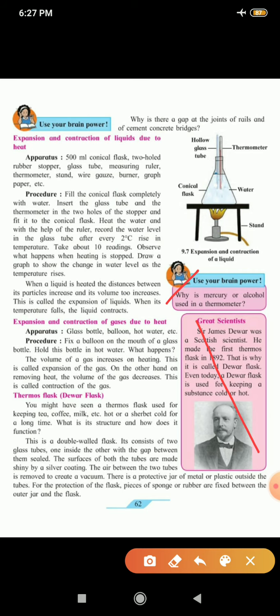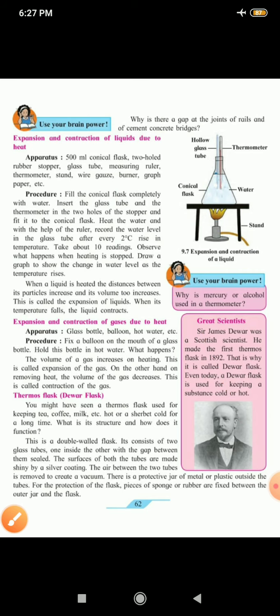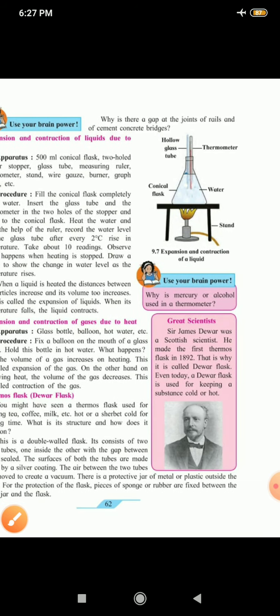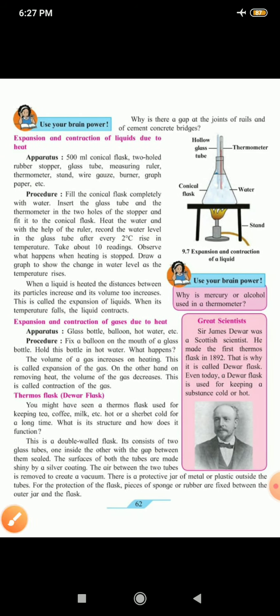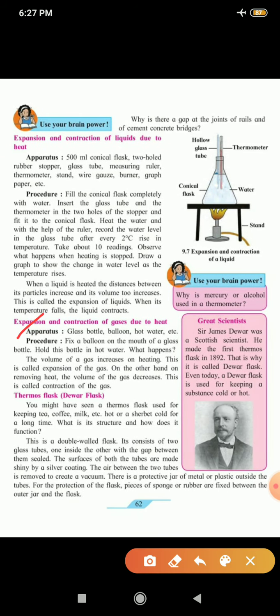Now let us see expansion and contraction of gases due to heat. Now we have seen a solid, we have seen a liquid. Now let us see a gas. Apparatus: a glass bottle, balloon, hot water, etc. Fix a balloon on the mouth of a glass bottle. Hold this bottle in hot water. What happens? We observe that the volume of the gas increases on heating.